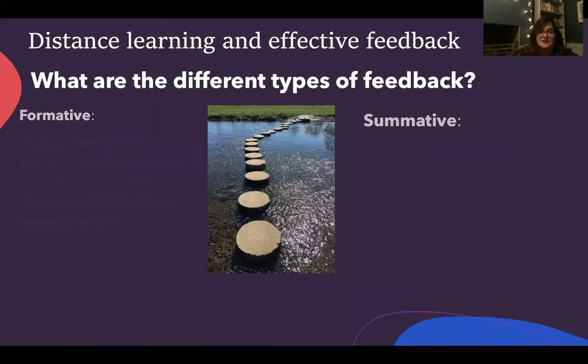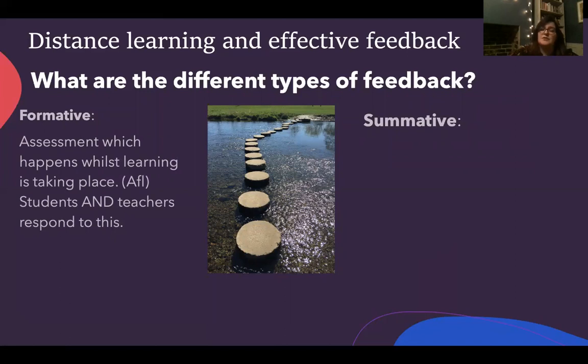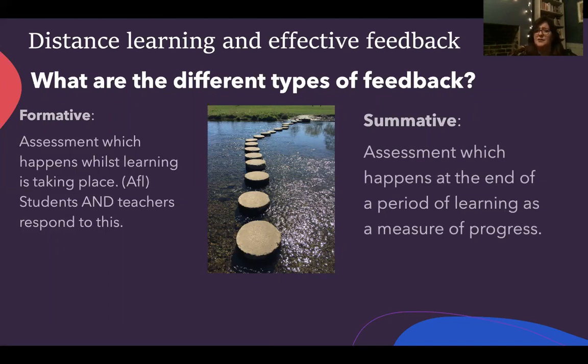The first is formative. Formative assessment is that which is normally happening when learning is taking place. It's commonly known as assessment for learning, or AFL. The main thing with AFL is that students and teachers respond to it. Students might find they've got an area of weakness they need to improve on, but teachers need to plan activities that will help that student make progress on the back of that. Summative assessment generally happens at the end of a period of learning as a measure of progress.